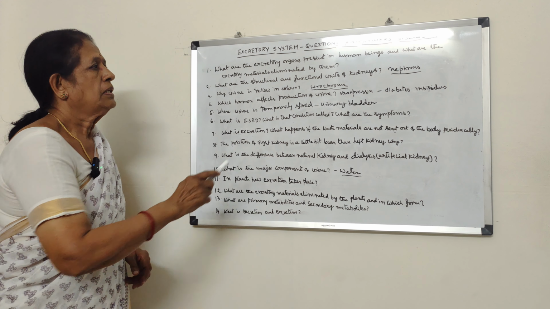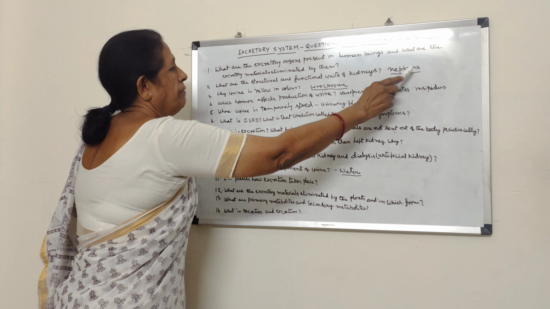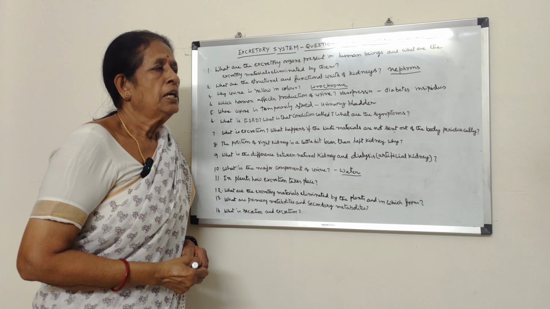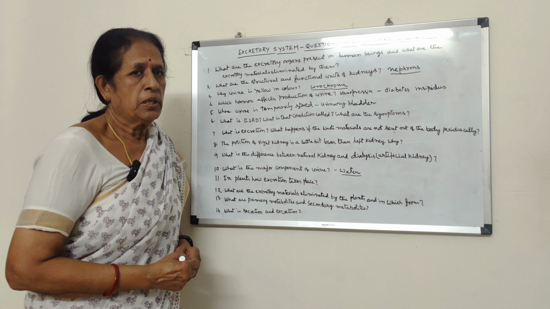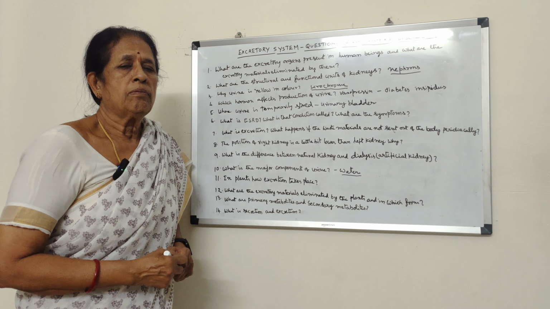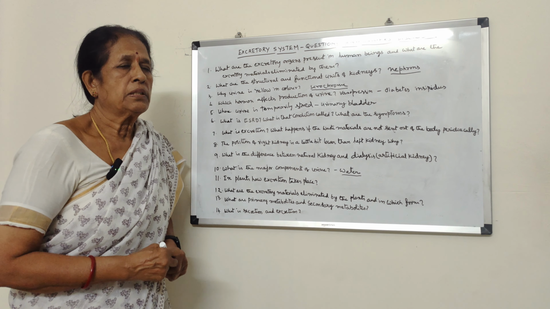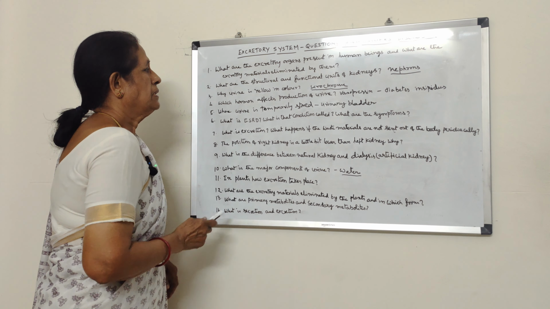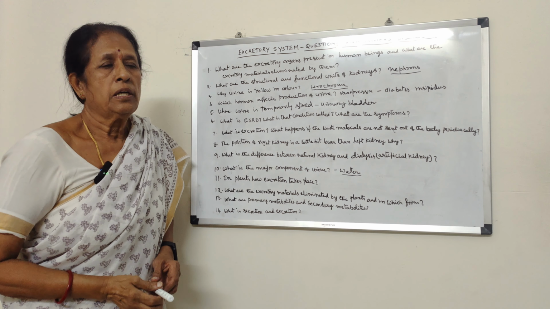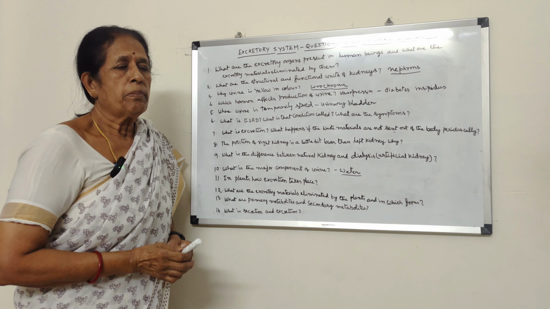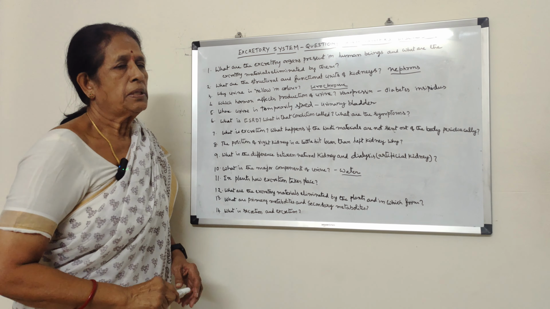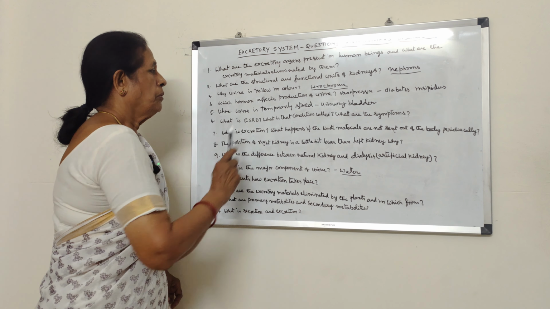And what are the structural and functional units of kidneys? Nephrons. They are also called as uriniferous tubules. So in each kidney, more than 1 million nephrons are present. They are the structural and functional units of kidneys. Next, why is urine yellow in color? So urine is yellow or amber in its color due to the presence of a pigment which is called urochrome.